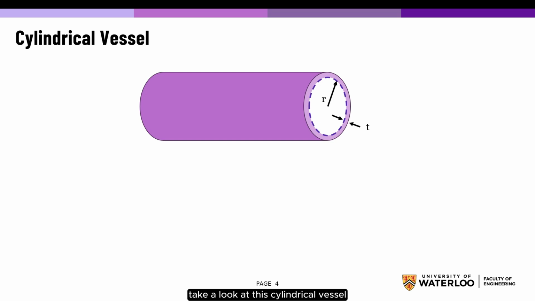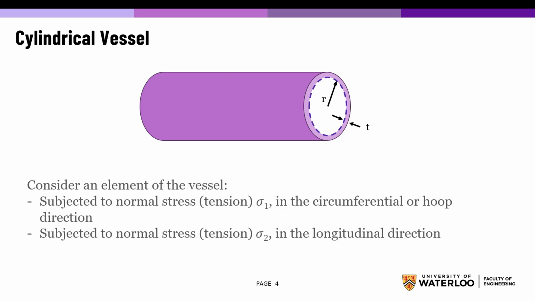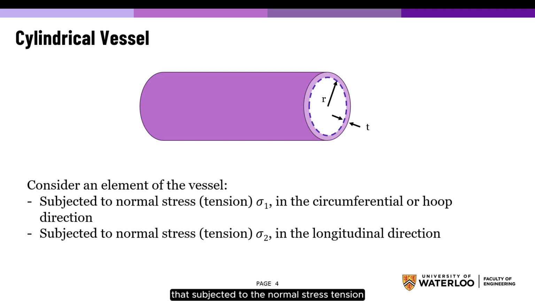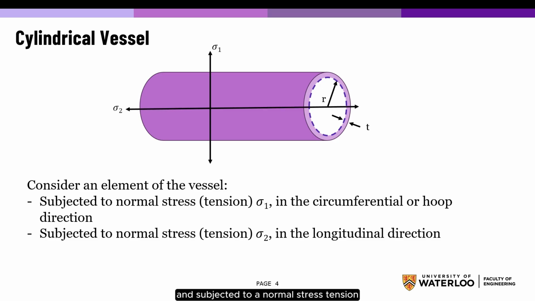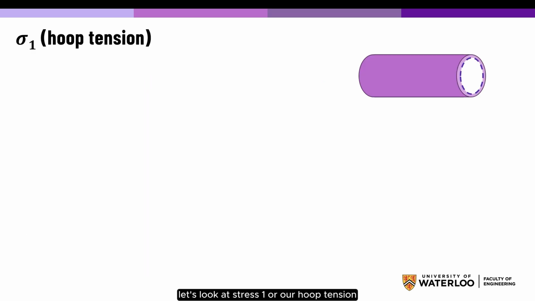Take a look at this cylindrical vessel. Consider an element of the vessel that's subjected to the normal stress tension, stress 1, in the circumferential or hoop direction, and subjected to a normal stress tension, stress 2, in the longitudinal direction. Let's look at stress 1, or our hoop tension.